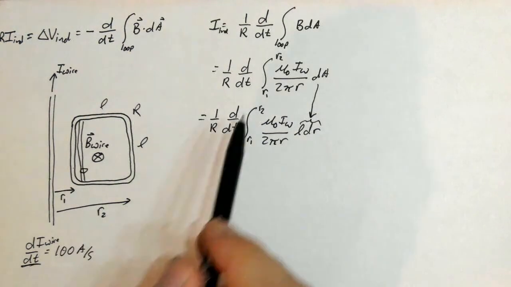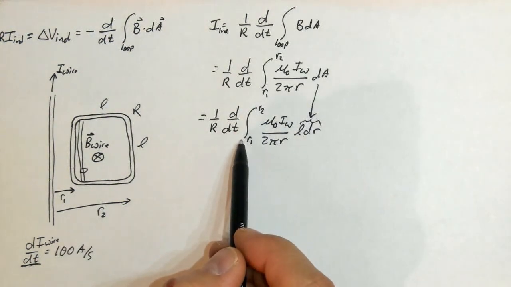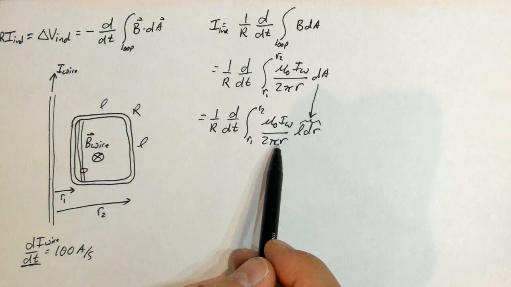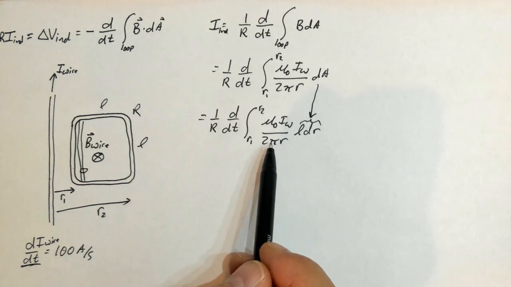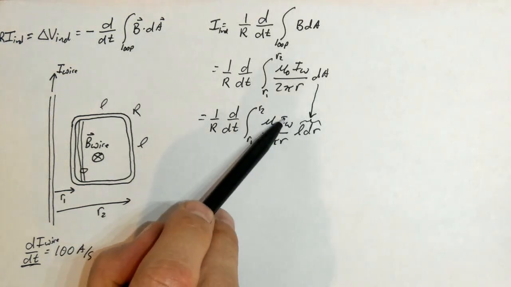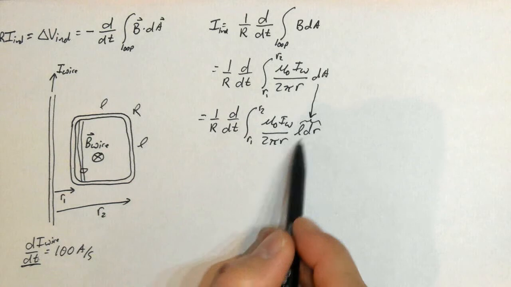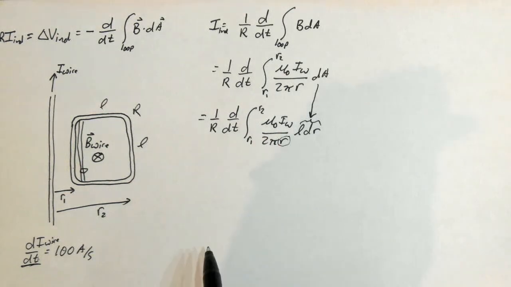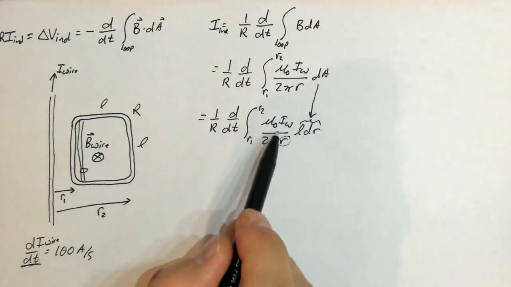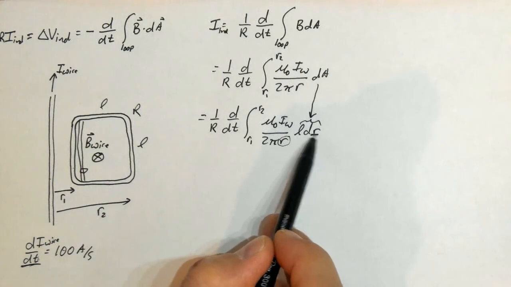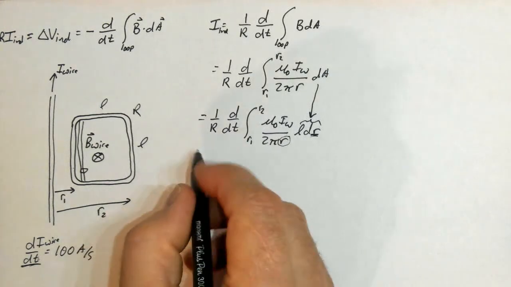Okay, now this integral here only cares about changes in R. It doesn't care about things that are changing in time. I know this current is changing in time, but it's not changing in space. And so this integral doesn't care. The only thing that's changing in space here is that R right there. Everything else is a constant with respect to dr. So I can pull that all out.